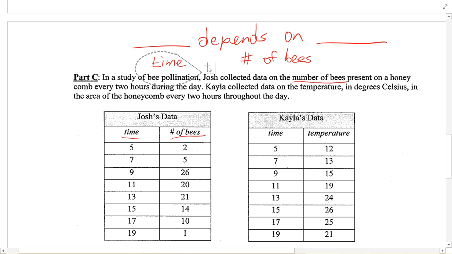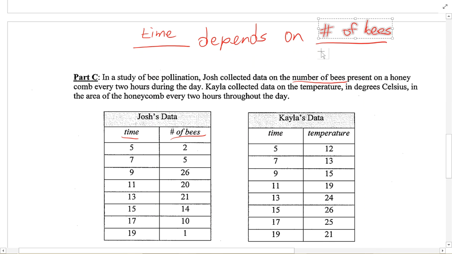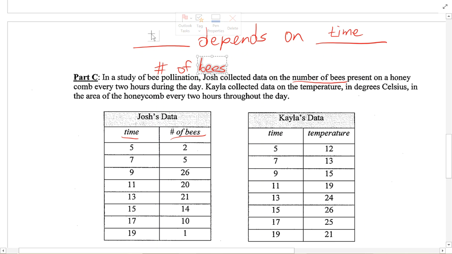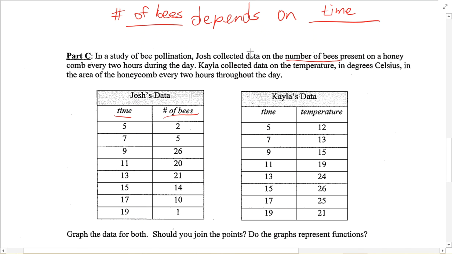Well, let's see here. Let's take this one, put it here. And it says time depends on the number of bees. Nope. Time does not depend on anything. So that is not correct. So let's flip it around then and try that one. There we go. So move time over here. Number of bees goes there. And so does the number of bees depend on time? Yeah, it does. Okay, the number of bees depends on the time of day.